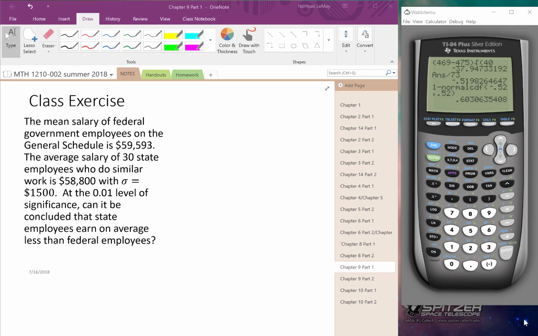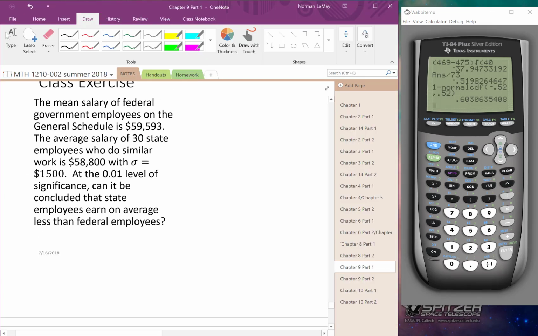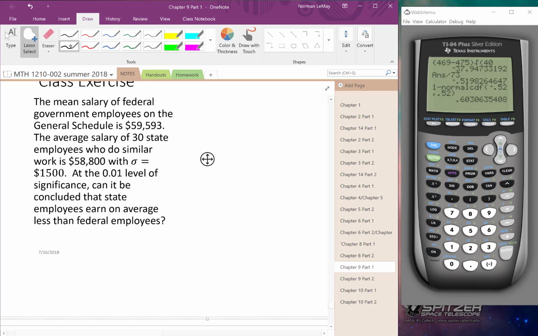So let's take a look at our 5-step process on our hypothesis testing. And let's just note that step 1 is to state the null and alternative hypothesis.